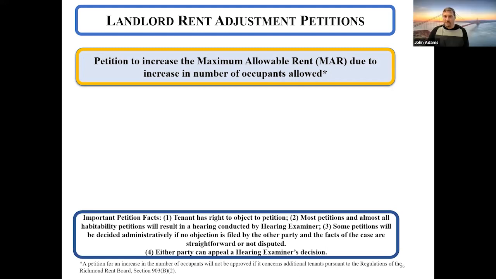Family members are exempt, so children and grandparents would not be granted a rent increase.